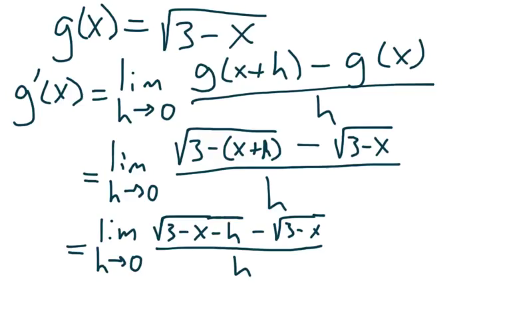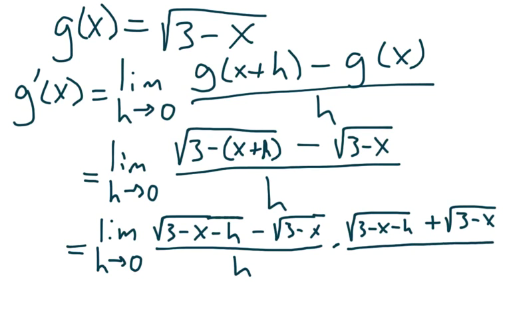That suggests there's some algebra we can do, and because our expression involves a sum or a difference involving a radical, I'll try multiplying the top and the bottom by the conjugate, the square root of 3 minus x minus h plus the square root of 3 minus x, divided by the square root of 3 minus x minus h plus the square root of 3 minus x.